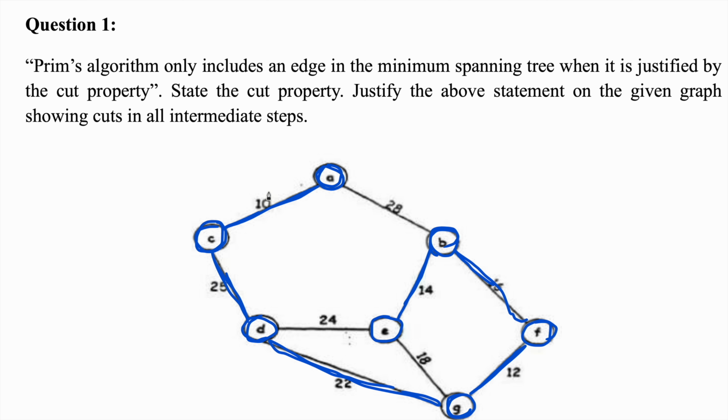When you add up these numbers, 10, 25, 22, 12, 16, and 14, the end result, which is the minimum weight, so to speak, is 99.